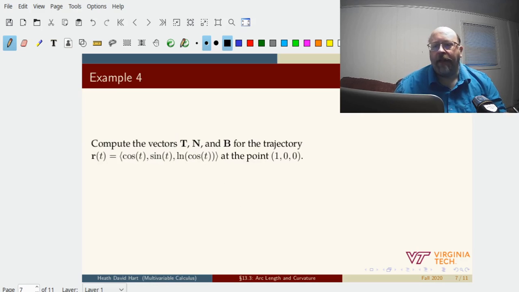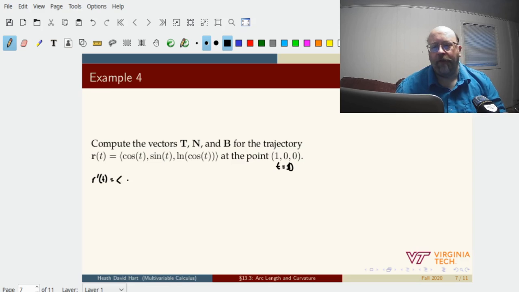We want to calculate the vectors T, N, and B for this trajectory at the point (1, 0, 0). Well, we reach this point at time 0. Cosine of 0 is 1, sine of 0 is 0, cosine of 0 is 1, and the natural log of 1 is 0.